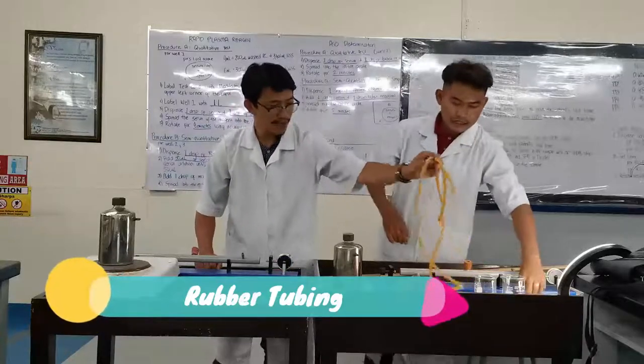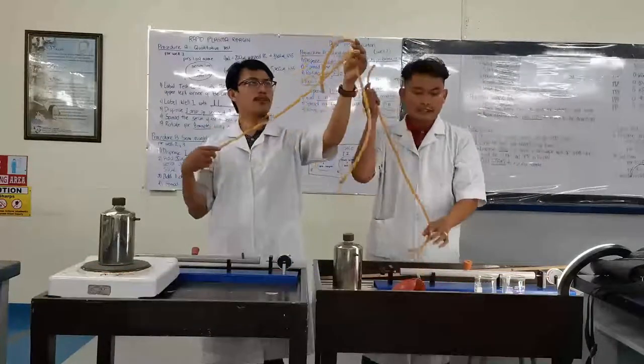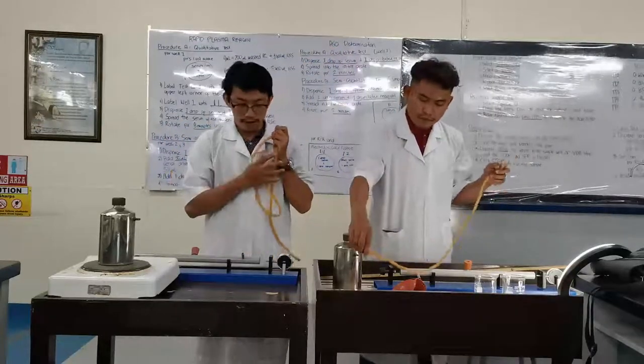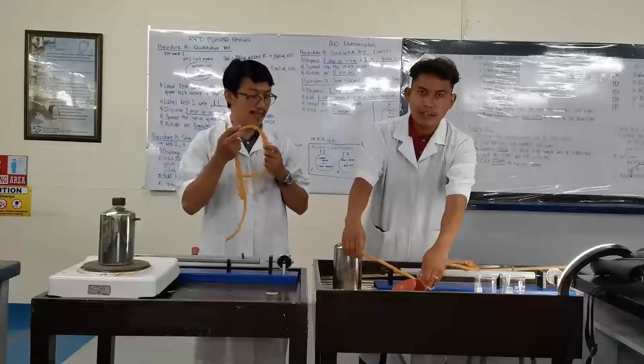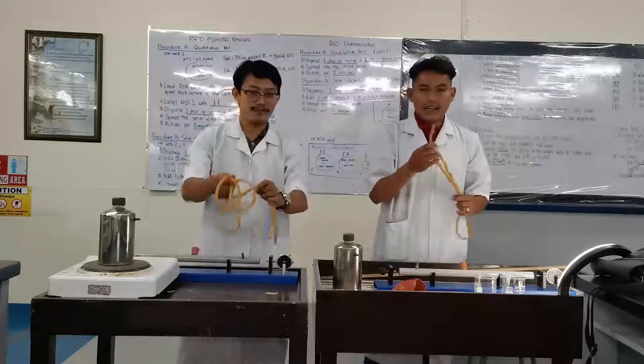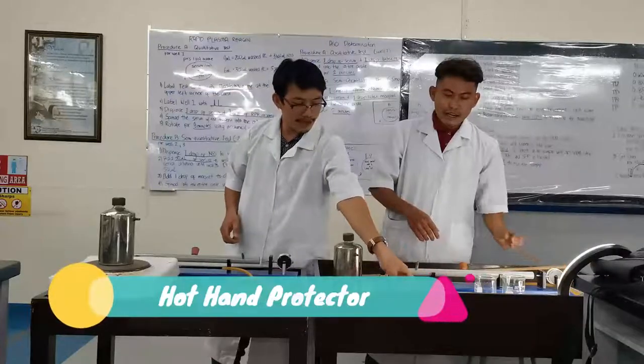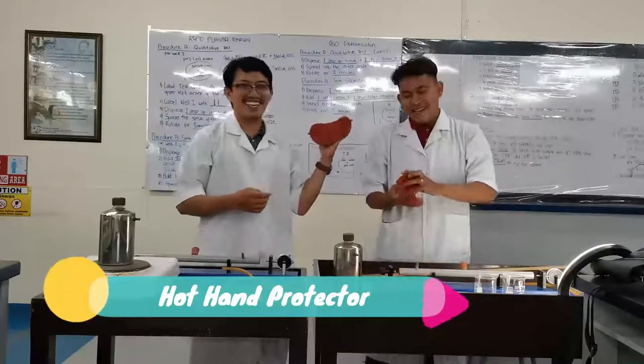So, ito yung rubber tubing natin. The purpose is just to connect our apparatus to the steam boiler. Parang ganito yung style. Connected. And lastly, we have the hot hands, for protection.